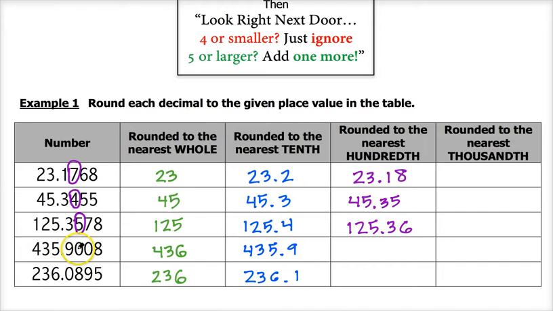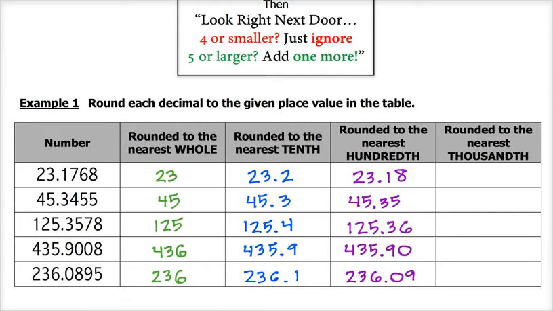Again, I want you to pause the video, try the next two on your own. Once you have those, click play to check, please. Okay, so our next number, we look at 0 here in the hundredths place. To the right of it is also a 0, so this becomes 435.90. And then lastly, 236.08. To the right of 8 we have a 9, so we add 1 to the 8, and this becomes 236.09.